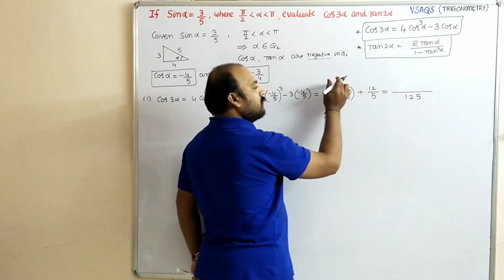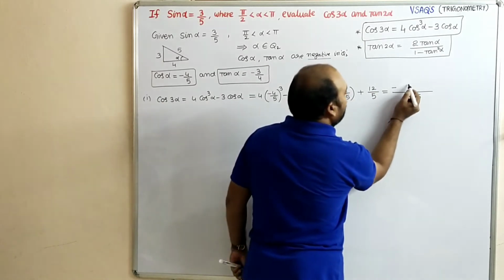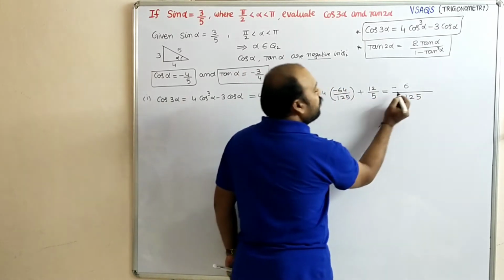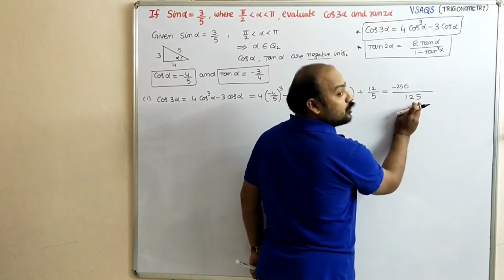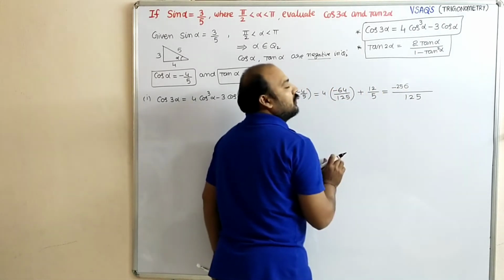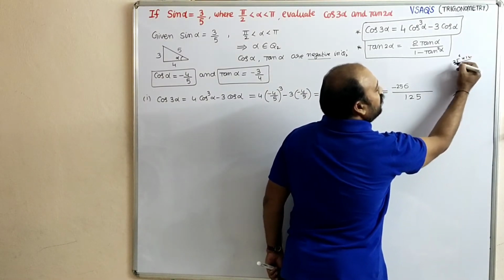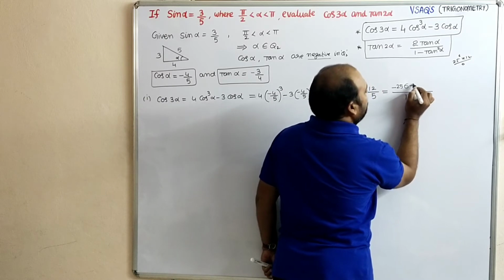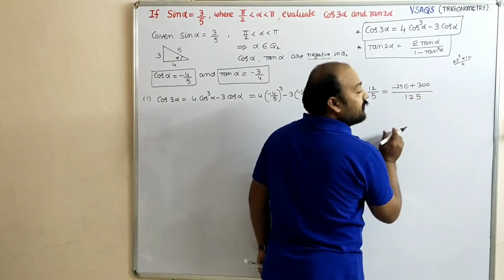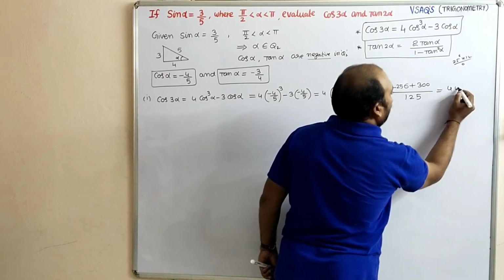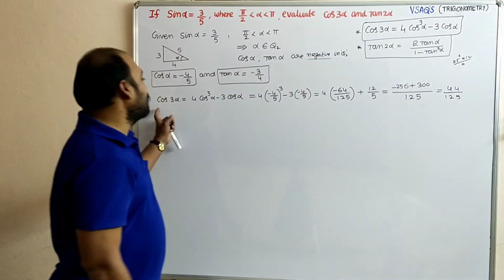125 ones are 125, 1 into minus 64 into 4, so minus 4 sixes are 24, minus 256. Then 5 into 25, so 25 into 12. 25 into 12 is 300, so plus 300. Which is equal to 300 minus 256, which is equal to 44. 44 divided by 125 is the value of cos 3 alpha.